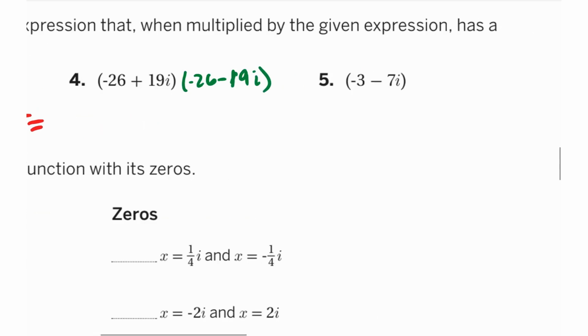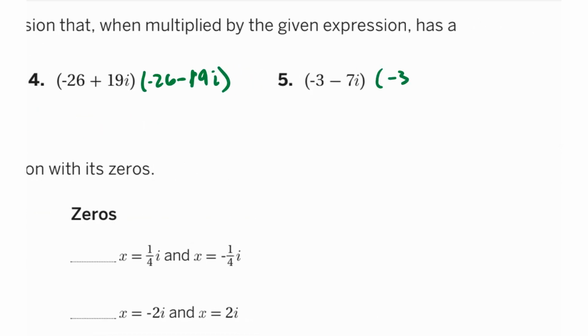And then for number 5 here, again, I'm keeping everything the same, except I'm changing the sign in between. Instead of subtracting, I'm going to add 7i. And again, if you need the practice to double check and make sure, you can multiply that out to see that those inside values, or those i values, end up canceling out.